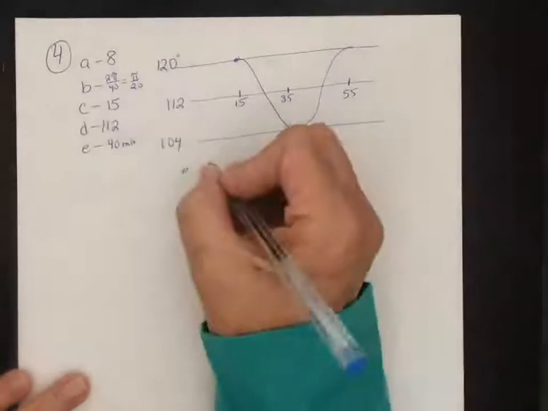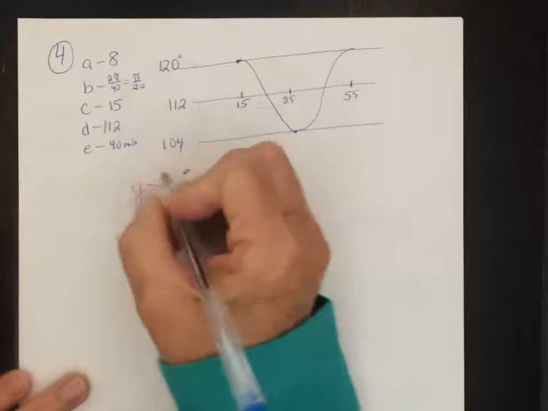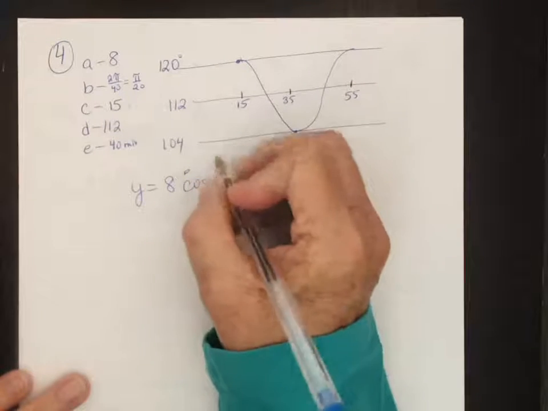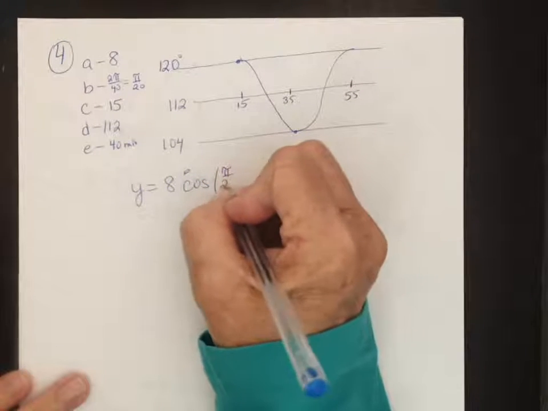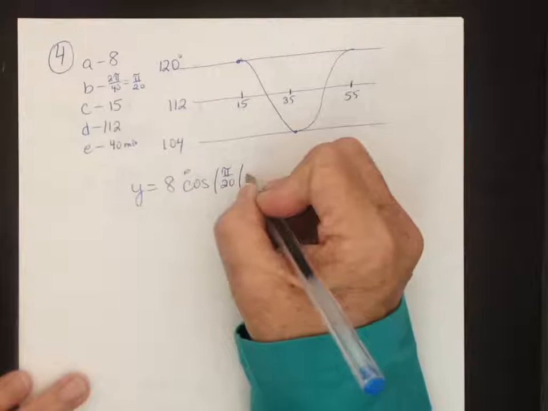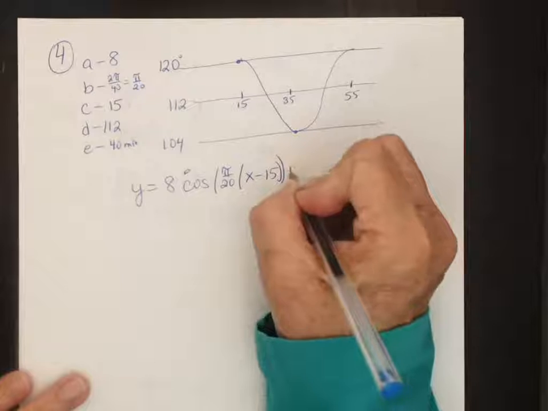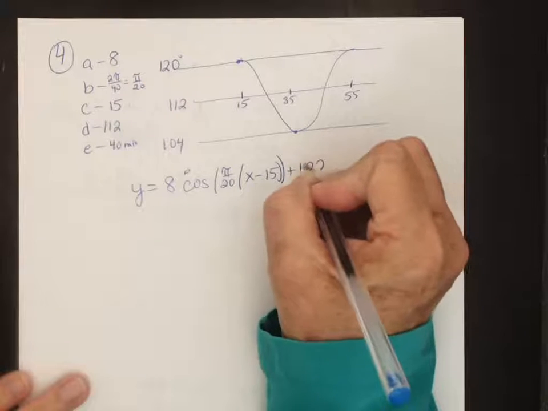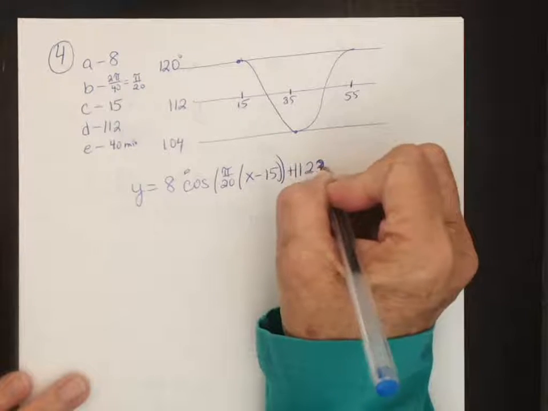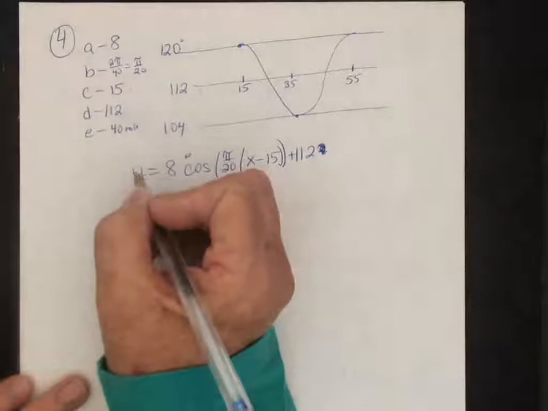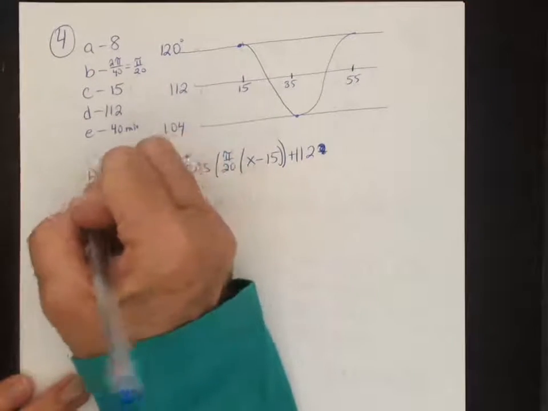And I'm going to use the cosine equation. So y equals the amplitude times cosine of my period constant, pi over 20, since I reduced it, times x minus my phase shift, plus the sinusoidal axis, 112. Sorry about that. That's messy looking. There is my equation, part B.